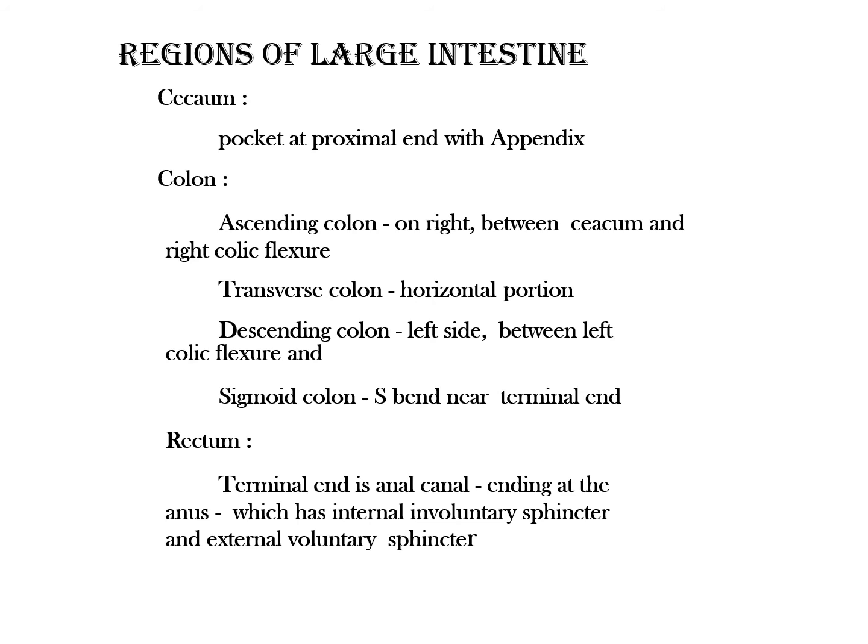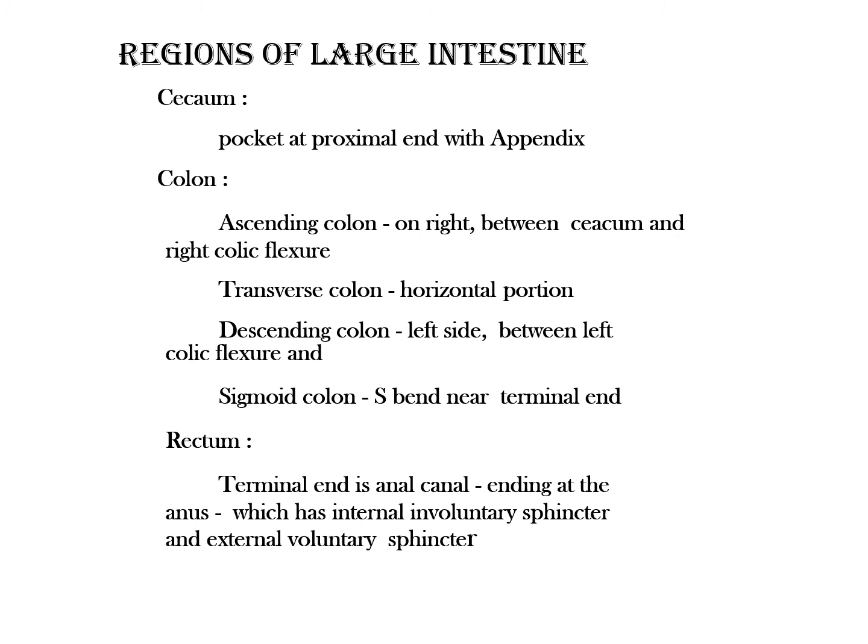The second part of the large intestine is the colon, which is further subdivided into four different regions. The first is the ascending colon, which is present on the right side of the abdomen between the cecum and the right colic flexure. The second part is the transverse colon, which is present horizontally. The third part is the descending colon, which is present on the left side of the abdomen from the left colic flexure. And the last part is the sigmoid colon, which is S-shaped in structure and bends near the terminal end.